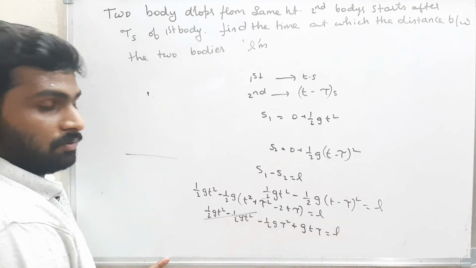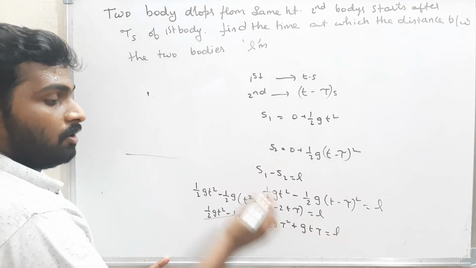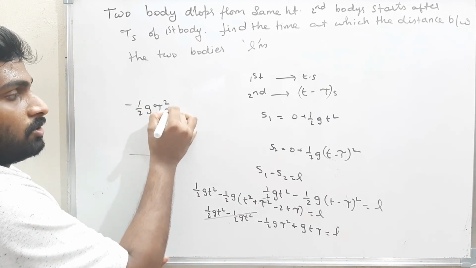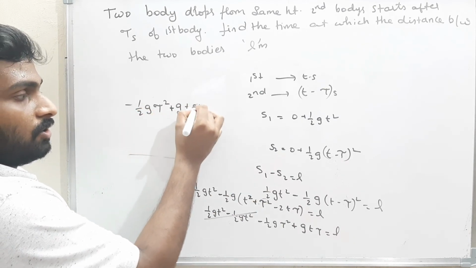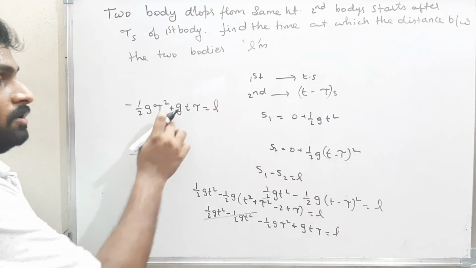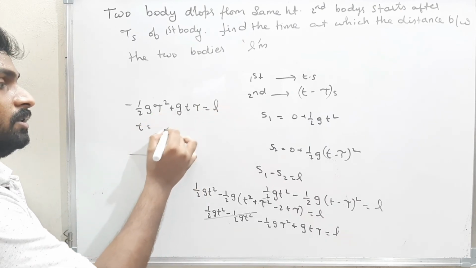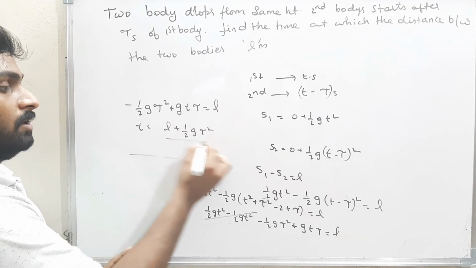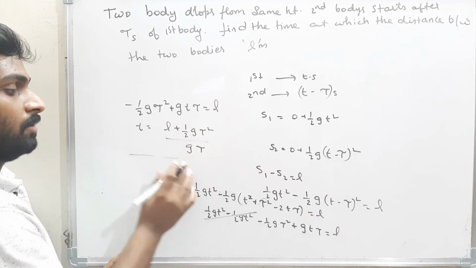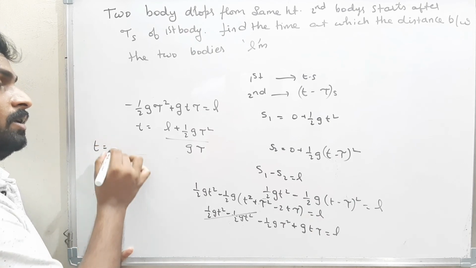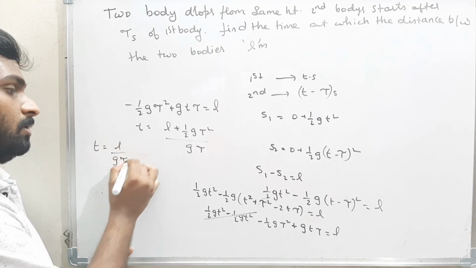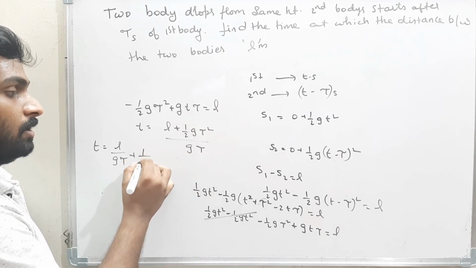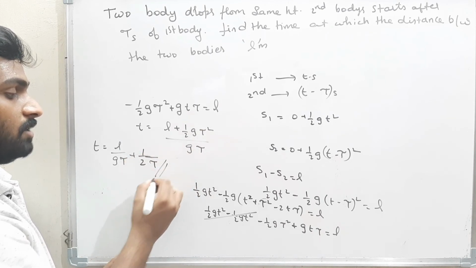Therefore, these two cancel off, plus and minus. From here, how much will you get? Minus half g tau square plus g t tau is equal to L. Therefore, what is t? t is nothing but L plus half g tau square, by g tau. Therefore, the time is L by g tau plus, and g tau will be cancelled, half into tau. That is the answer.